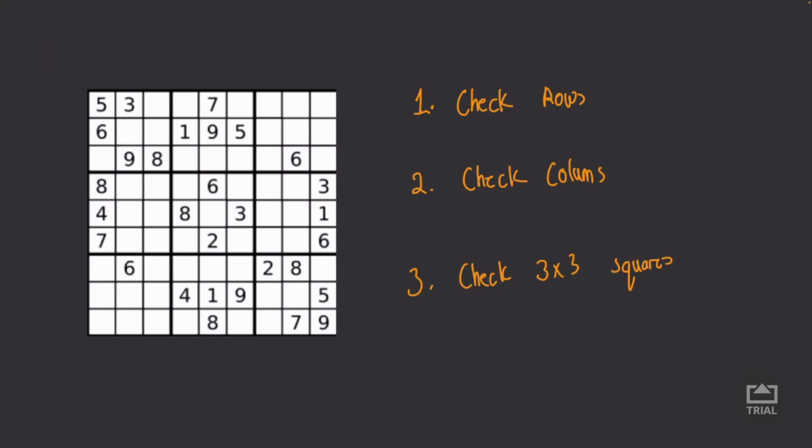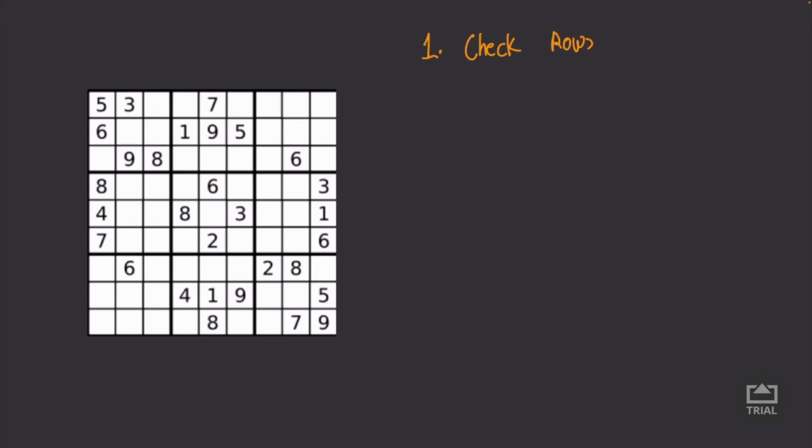So let's say we're hypothetically given a Sudoku board such as this one. I'm going to divide this algorithm into 3 steps. First of all, we want to make sure that the rows are valid, so there are no duplicate integers in each row. Second thing is we want to check each column to make sure they contain no duplicates. Then lastly, we want to check the 3 by 3 squares to make sure that those have no duplicates. Cool, so let's start with number 1.